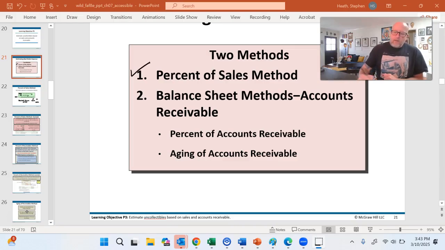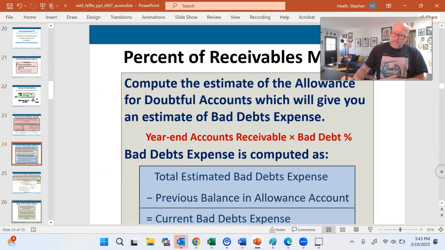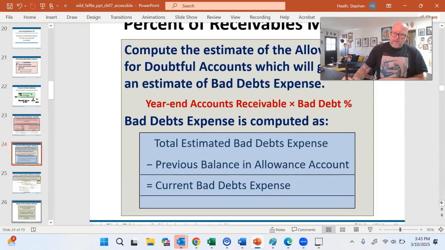All right, so I'm going to start with the percent of accounts receivable approach. And there is a really good slide, believe it or not, in this textbook. It's this right here, okay? So the formula is going to be total estimated bad debt expense, minus the previous allowance in accounts receivable, equals the current bad debt expense. Okay, this is almost okay.